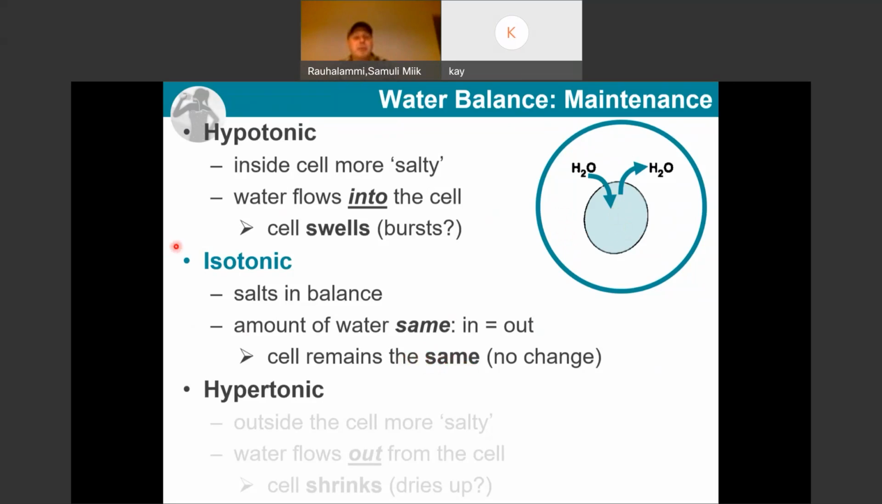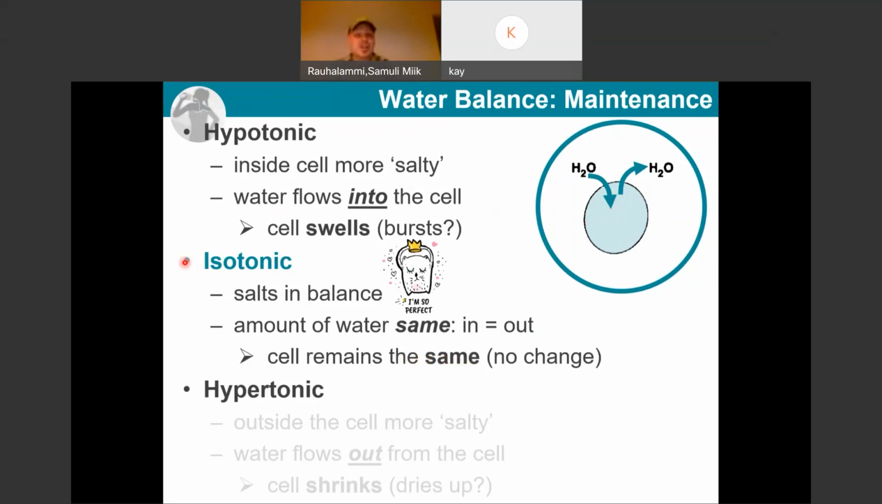So how do I remember this? I think of the word isotonic, and I think of the cell telling me, saying, "I so perfect." So isotonic cells are perfect cells. They don't need to change into anything. They're excellent as they are. They remain the same size.